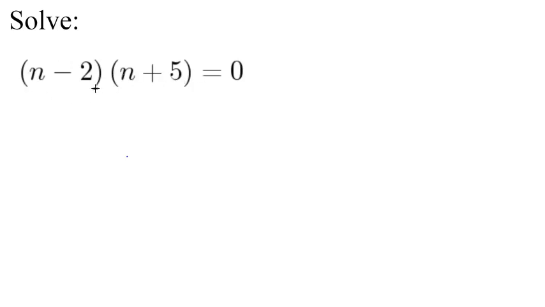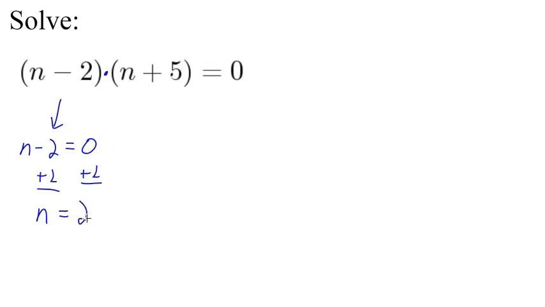Now, we notice here that we have one binomial multiplied by another. So in other words, we have two things being multiplied, and that product equals 0. That means that one of these two binomials must equal 0. Well, if the first binomial equals 0, then we could just say that n minus 2 equals 0. And we'll solve that for n. And we get n equals 2. That's actually one of the solutions to this equation.